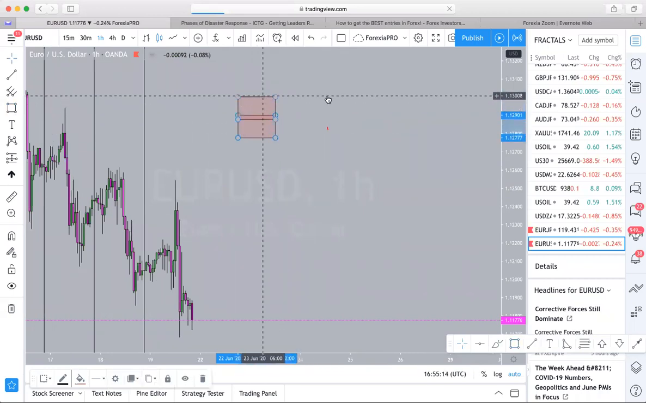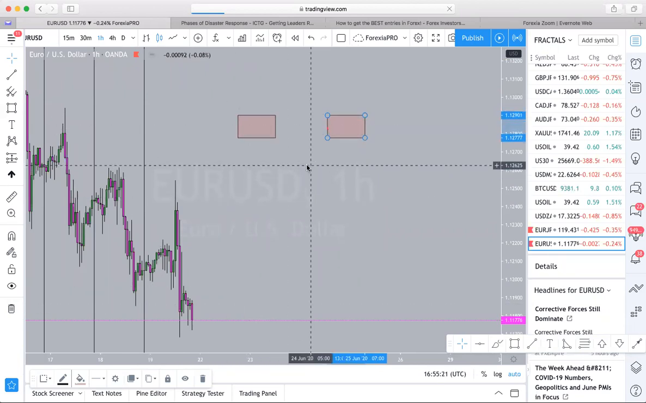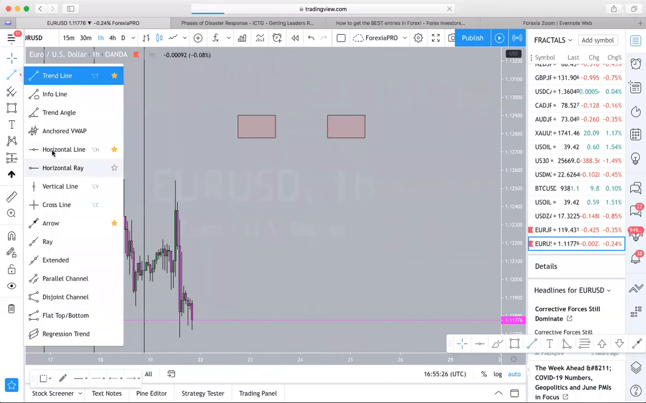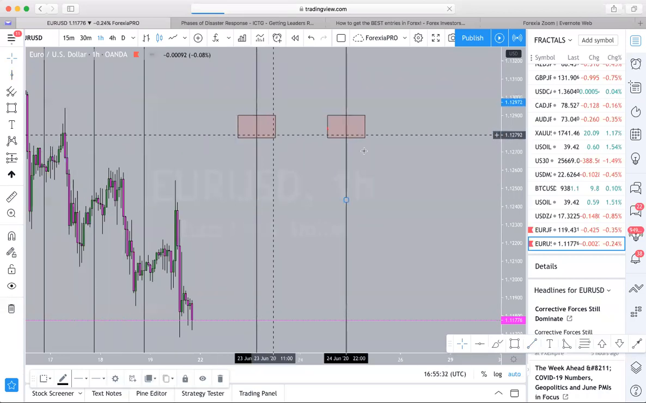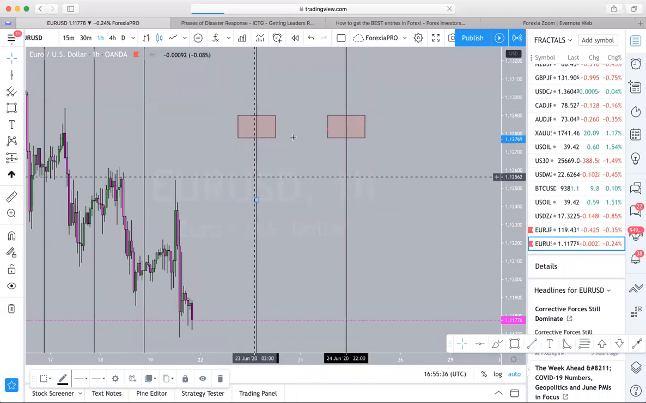I'm going to draw 2 rectangles. These 2 rectangles represent the Asian session consolidation, and these 2 lines represent a 24-hour period.